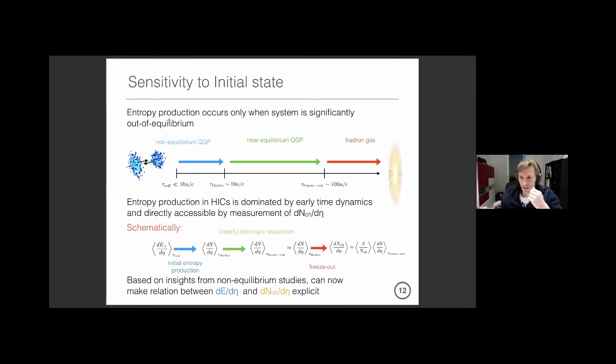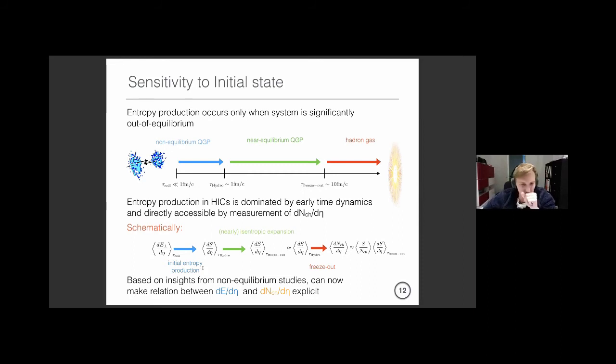Now, why could this be the case? Well, the first thing is that entropy production only occurs when the system is significantly out of equilibrium, and in a heavy ion collision, this is primarily the case at very, very early times. And so for that reason, you should expect that entropy production is dominated by the early stages. The other thing is that this is also something that we can actually access in experiments, because the entropy contained inside our QGP fluid at the time of freeze out is essentially converted into charged particles. And so this is the simplest thing to measure in experiment, right? If you just measure the charged particle multiplicities, you basically directly probe how much entropy was produced.